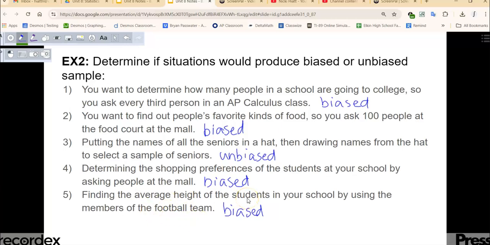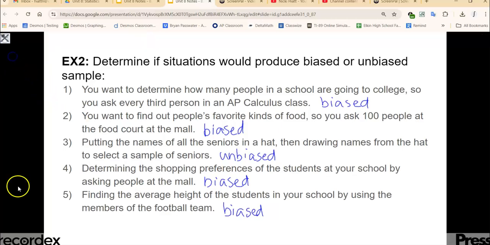Another issue here is that most of the members of the football team are going to be male, and if you are just looking at students, male and female, that's not going to be a good average height. You're not pulling from male and female students, so that would be a problem there as well. So pretty much all of these are biased except for number 3, where you just have a random sample here. All right, we'll continue on.